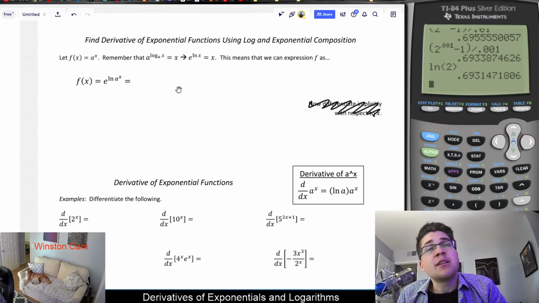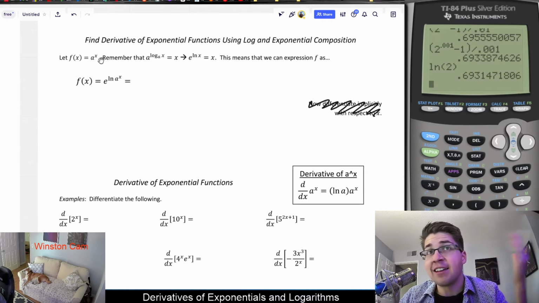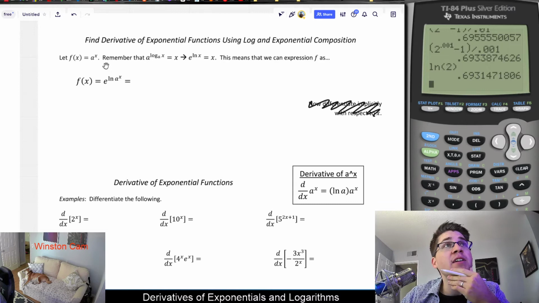It says let f(x) be equal to a^x, basically a generally based exponential with any base. So 2^x, 5^x, 10^x, even e^x, whatever it is. And then what it says on the lecture notes is, remember that a raised to the log base a of x is equal to x. So this cancellation property we reviewed a couple classes ago. I think this was on a different online lecture.